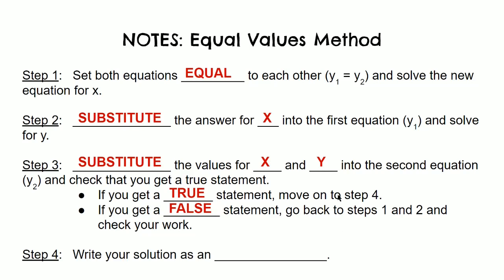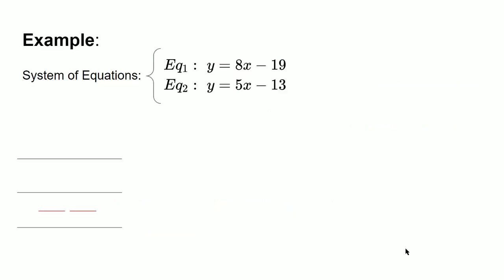Assuming you get a true statement in step 3, we move on to step 4, where we write our solution as an ordered pair, x comma y. Let's try 2 examples together, and then I have one that I want you to try on your own in your small group. So our first example, we have the equations y equals 8x minus 19 and y equals 5x minus 13. Notice both of those are in slope-intercept form, so this is a good candidate for the equal values method.